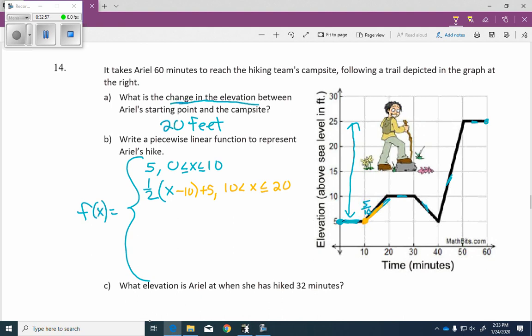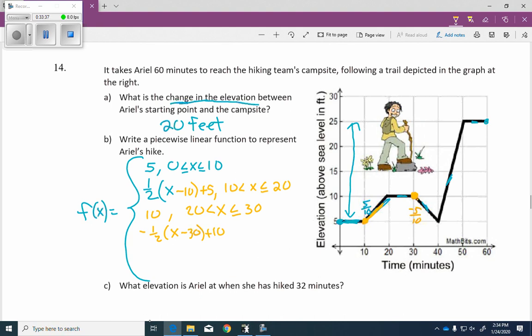Next piece is horizontal at 10. It exists from 20 to 30. I have to put a less than on the 20 since I included it in the other piece. The next one is going down 5 to the right 10. So that's a negative 1/2 slope. I'm going to do it as a shift. I'm going to use this point. Remember, there are many points you can use, so you have to look and see which one I'm using. With that point, it shifts to the right 30 and up 10.